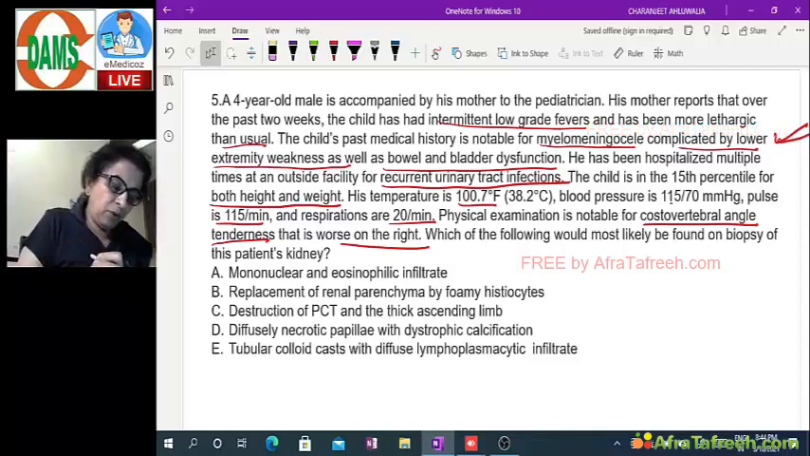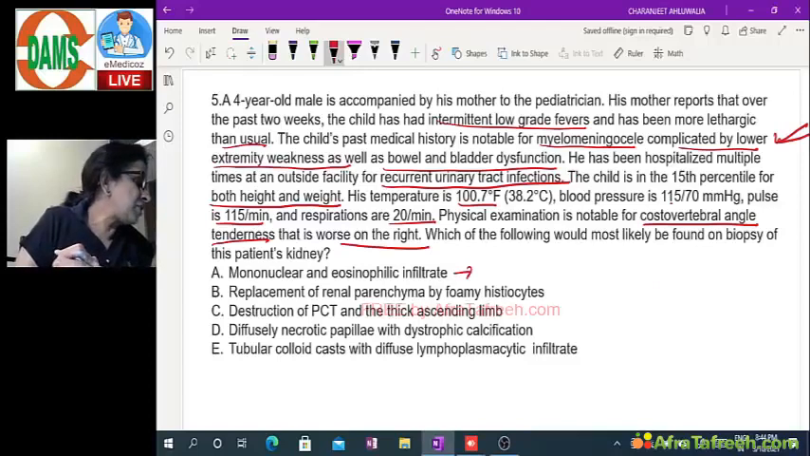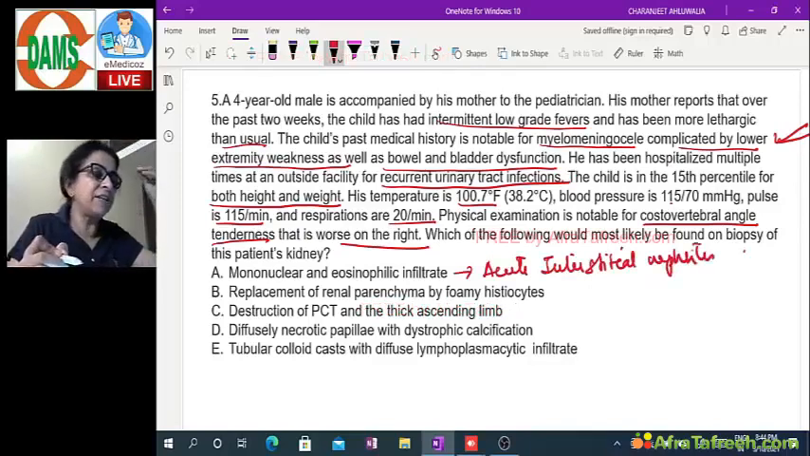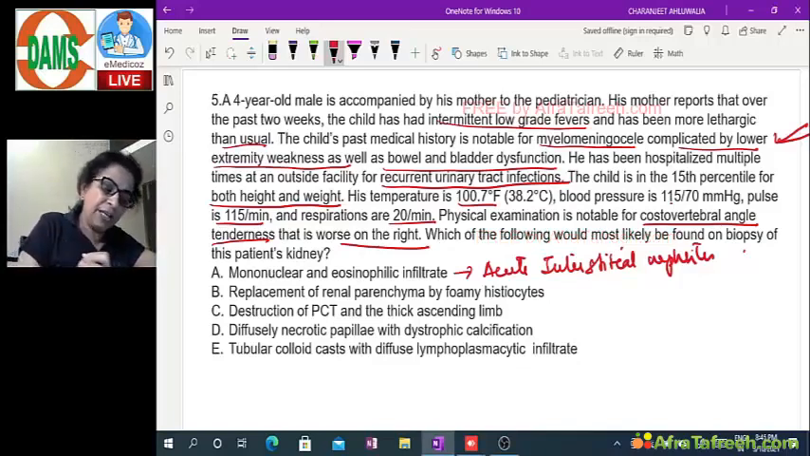ओके, ऑप्शन ए देखो, मोनोन्यूक्लियर एंड इओसिनोफिलिक इन्फिल्ट्रेट. अभी हम पढ़ेंगे समथिंग कॉल्ड एज एक्यूट इंटरस्टिशियल नेफ्राइटिस. So there's something called acute interstitial nephritis. In acute interstitial nephritis, you have mononuclear cells and eosinophils in the kidney, and mononuclear cells mean lymphocytes and macrophages, and eosinophils in the kidney are seen in acute interstitial nephritis.